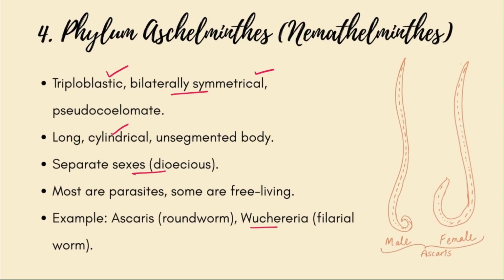Aschelminthes or nematodes have a long, slender, unsegmented body. They are the first animals with a false body cavity called a pseudocoelom. Many are harmful parasites such as Ascaris causing intestinal infections and Wuchereria causing filariasis, while others live freely in soil.